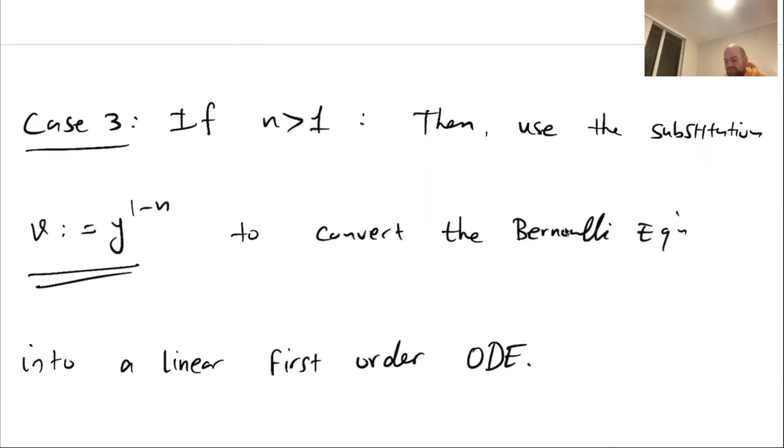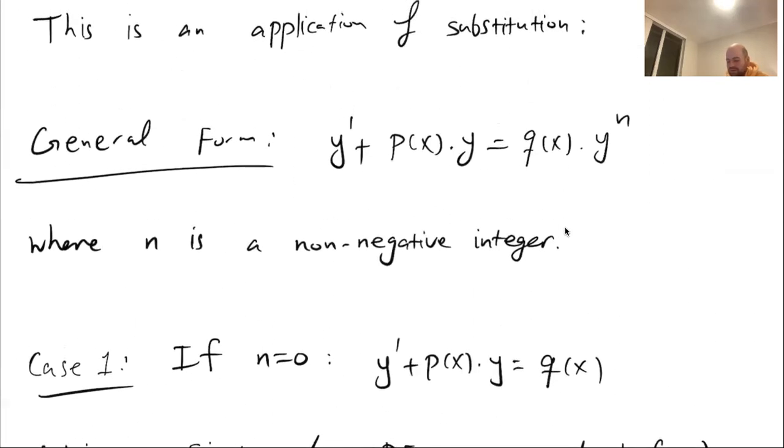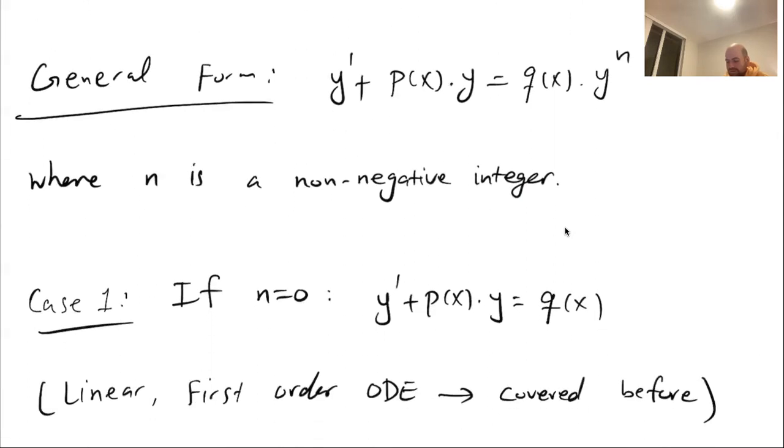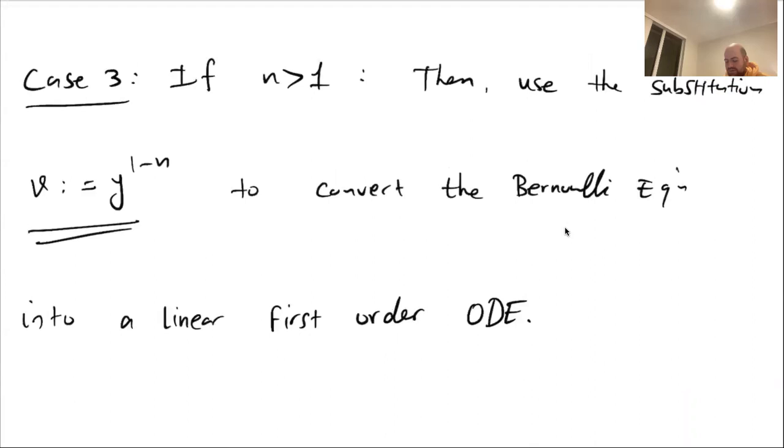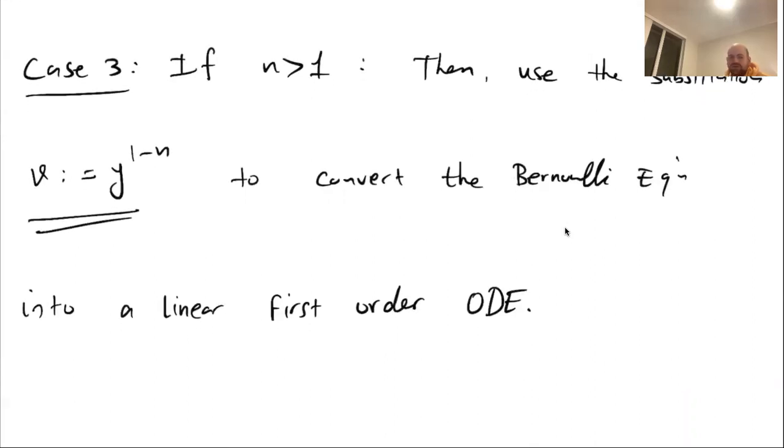So if n is 0, it's already linear first order. If n equals 1, it's separable. If n is bigger than 1, use the substitution v equals y to power 1 minus n to convert it into linear first order.